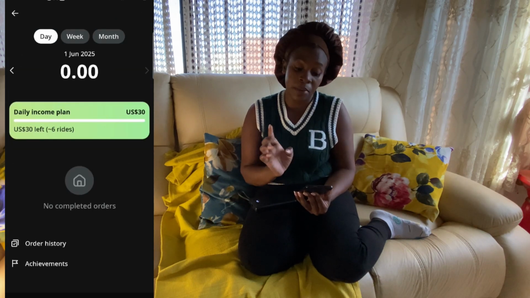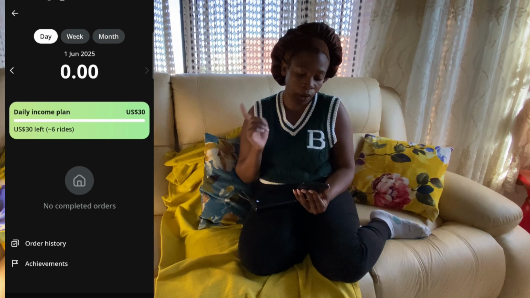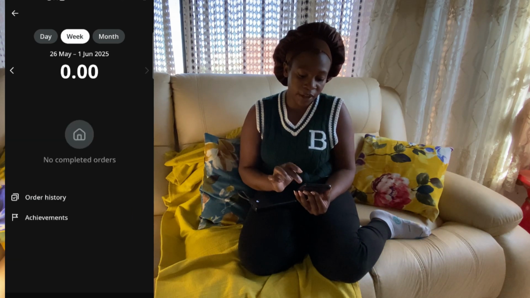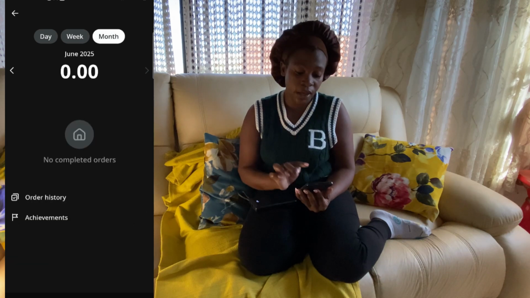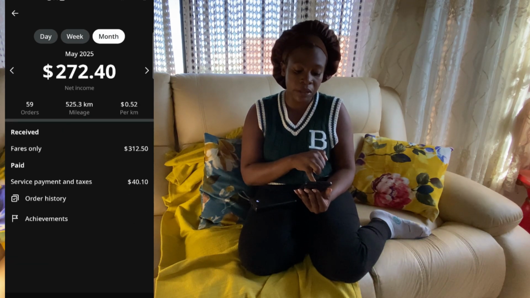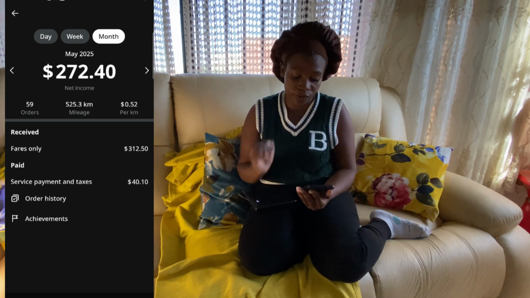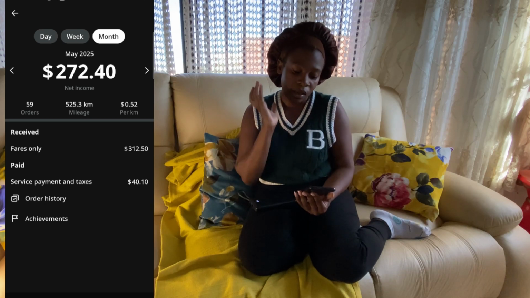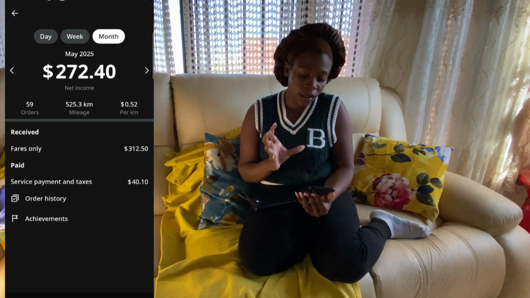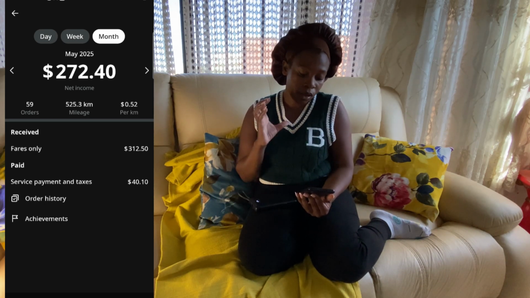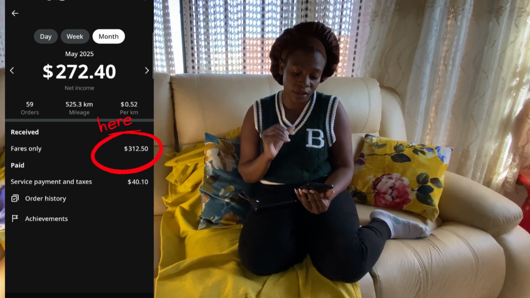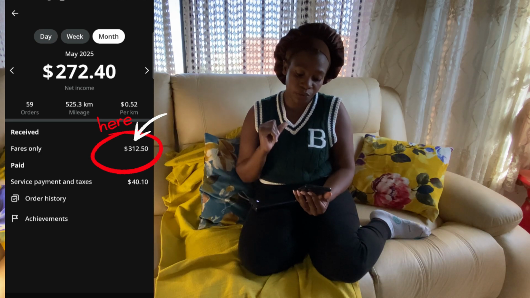I haven't been working, by the way. I got into an accident, so I'm working on getting a new car. So the past month, this is June, I have not earned anything. The month of May, I earned $272.40 after expenses, after InDrive has deducted their money. The whole income that I earned, including the percentage, is $312.50.